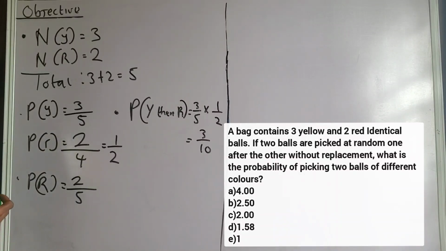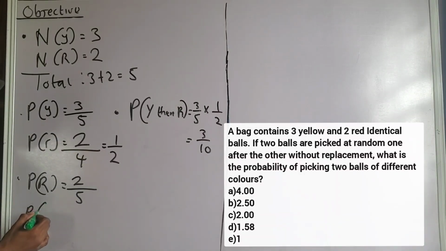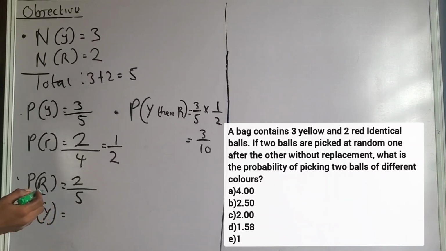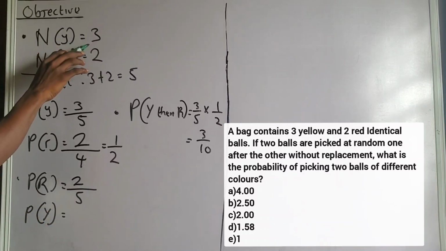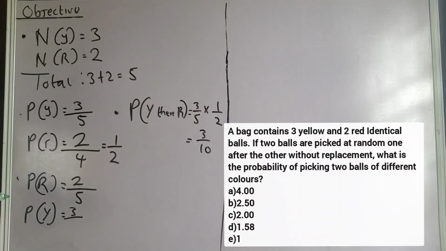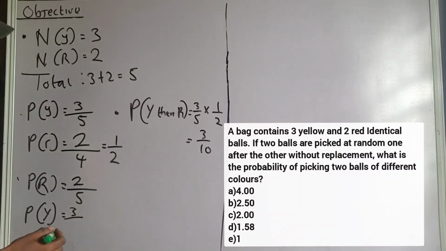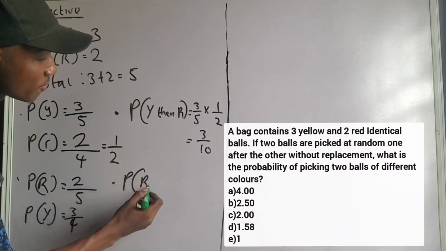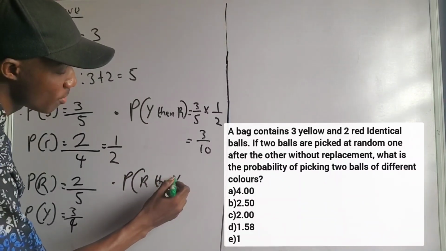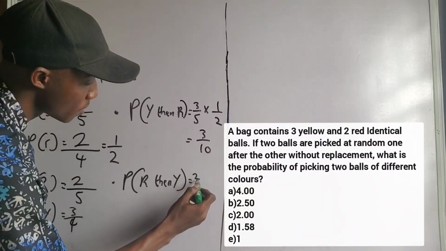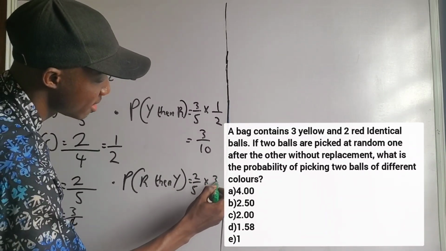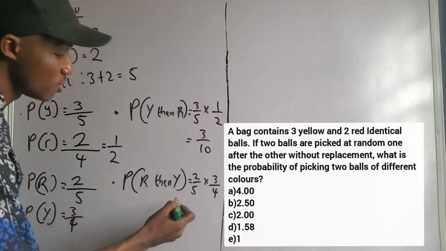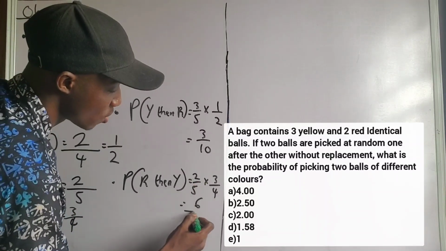Are you getting it? Now, the probability of picking a yellow ball as the second will be the total number of yellow balls present inside the bag, which is 3. Now, because a red ball has been picked, the total number of balls present inside the bag will be reduced to 4. So I'm going to have 3 over 4. Do you get it? So the probability of picking a red ball first, then a yellow ball second will equal 2 over 5 multiplied by 3 over 4. And this will give me 2 times 3 is 6, 6 over 20.